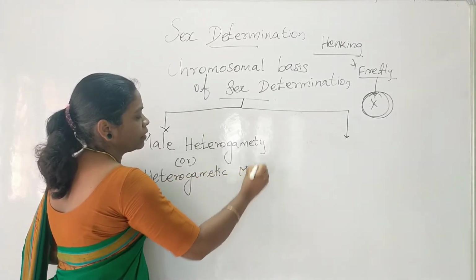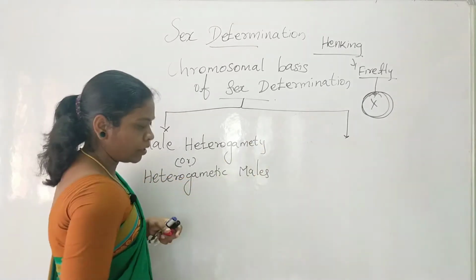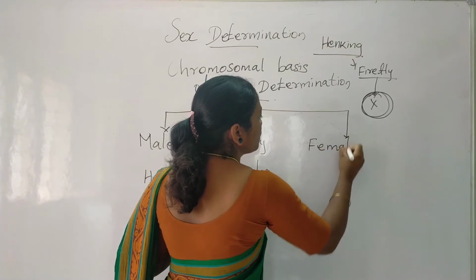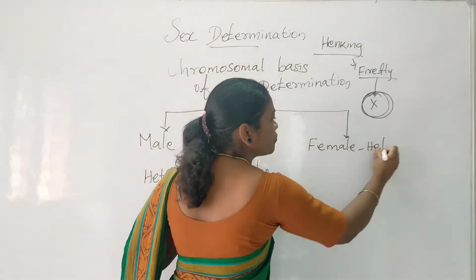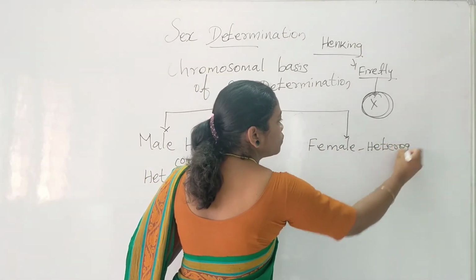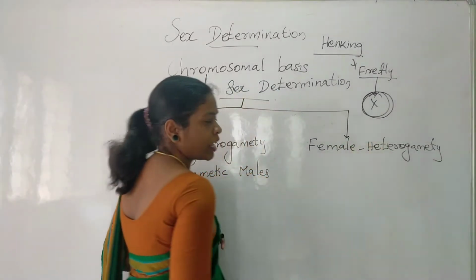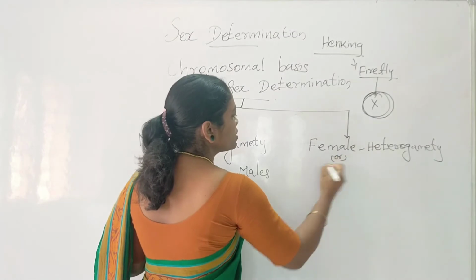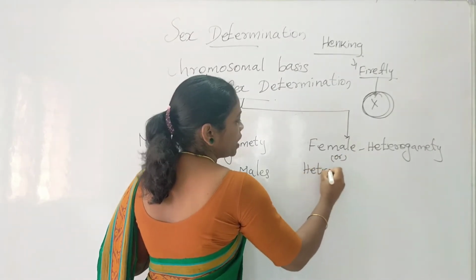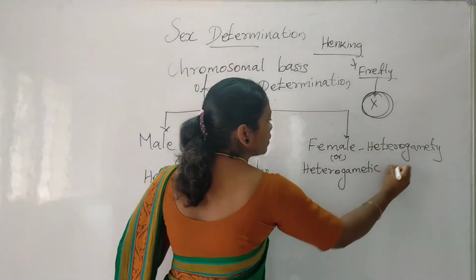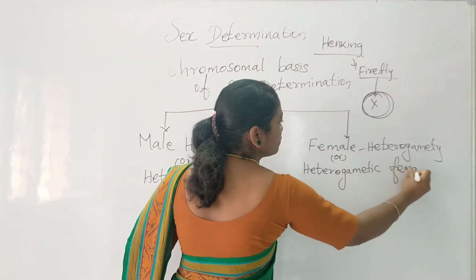Heterogametic males. And here we can divide them into one more category. Here it is female heterogamety, where the female in some of the organisms will produce two different types of gametes. So it is known as female heterogamety, or it is also known as heterogametic females.